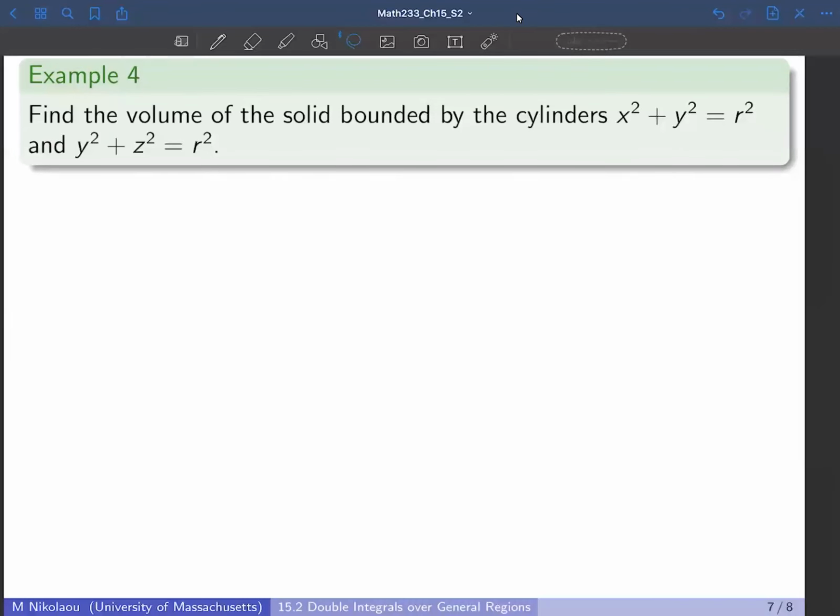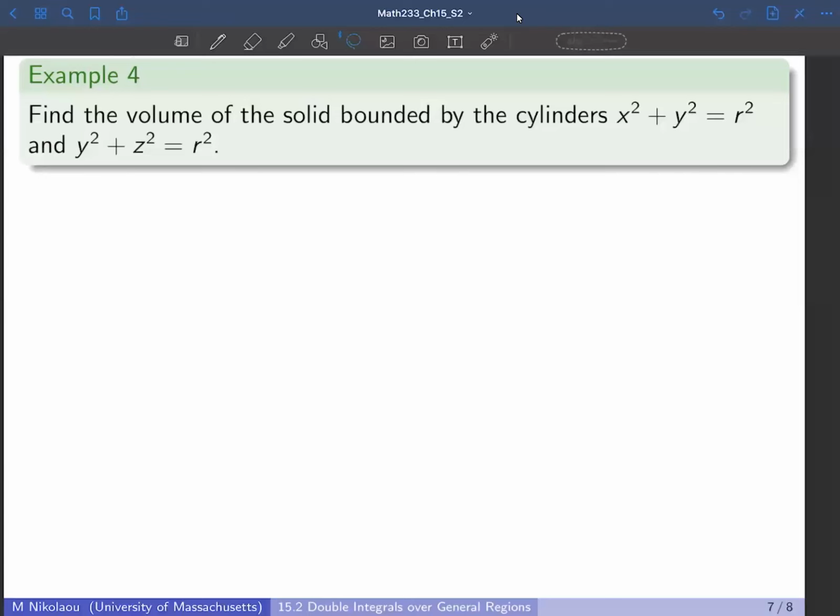In this example, we're asked to find the volume of the solid bounded by the cylinders x squared plus y squared equals r squared, and y squared plus z squared equals r squared. By symmetry, instead of working on all 8 octants where the volume of the solid lies, we can only work on the first octant and then multiply the volume that we find on the first octant by 8 to find the total volume of the solid.